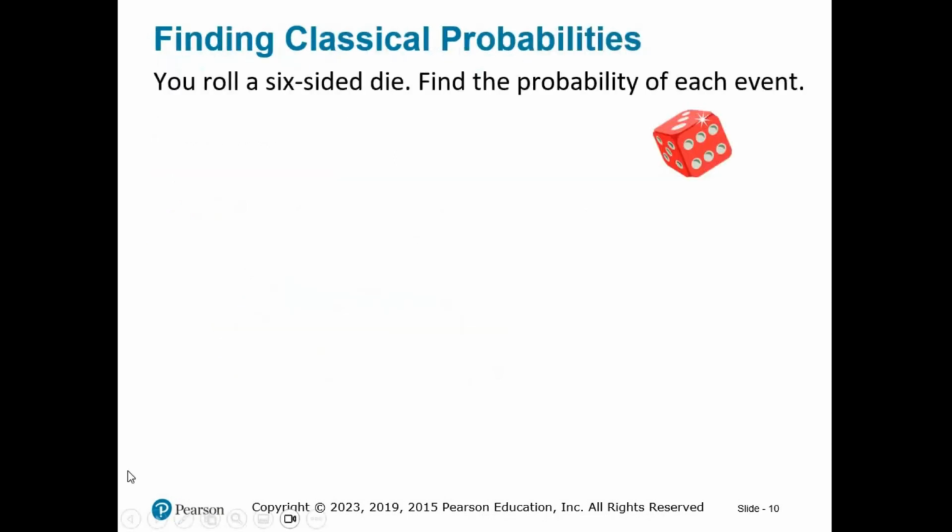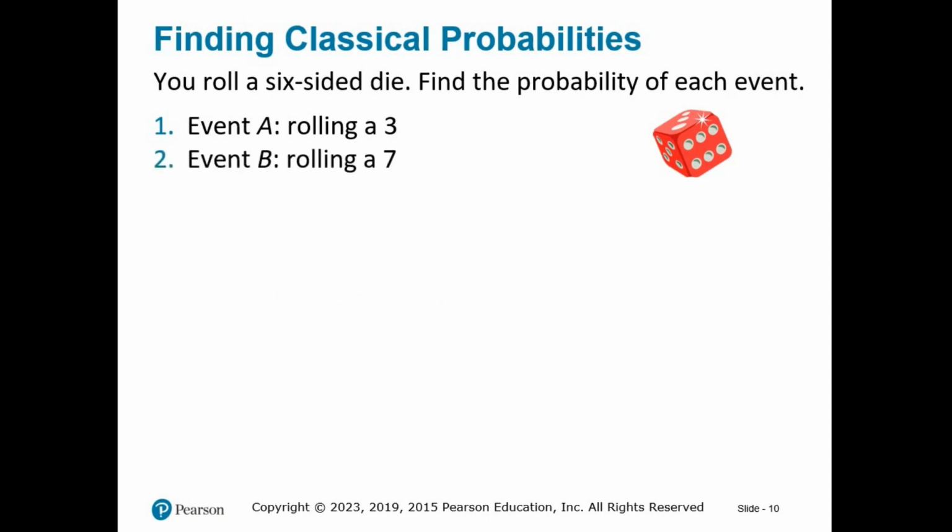Let's suppose the probability experiment you're conducting is rolling a 6-sided die. Number 1, event A is rolling a 3. Number 2, event B is rolling a 7. And number 3, event C is rolling a number less than 5. Pause the video and see if you can find the probability of each event.